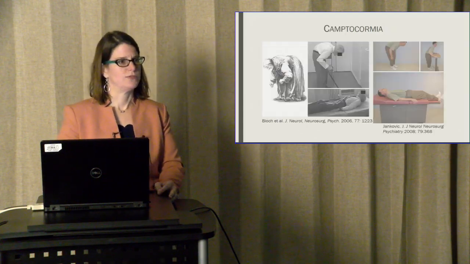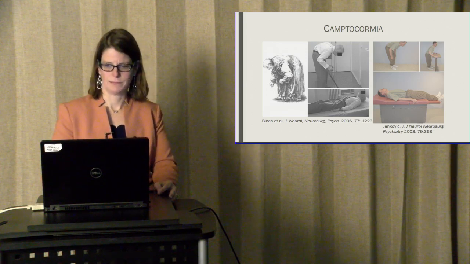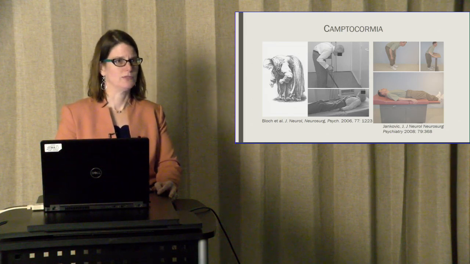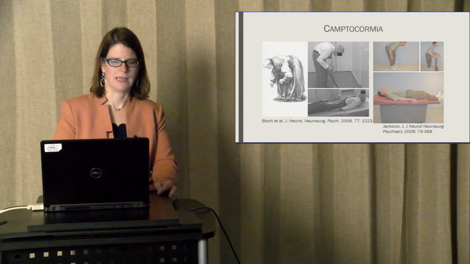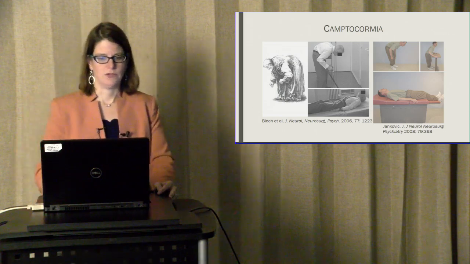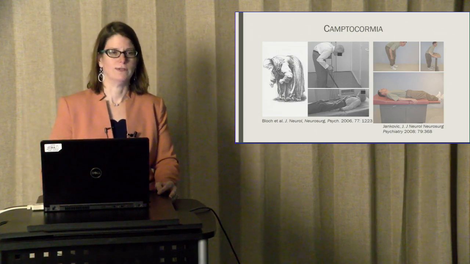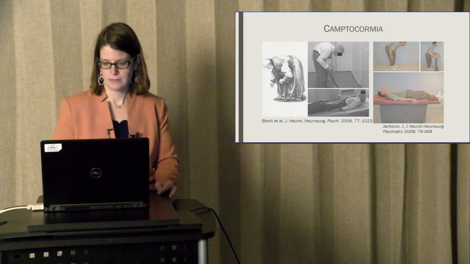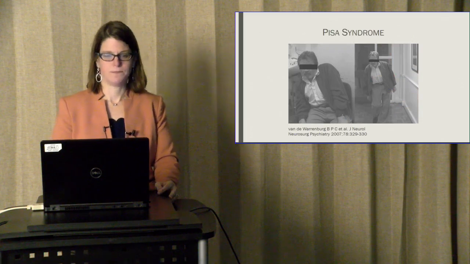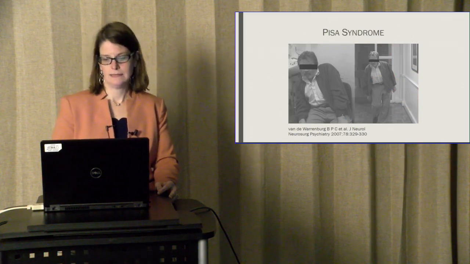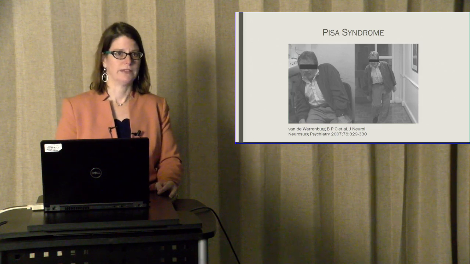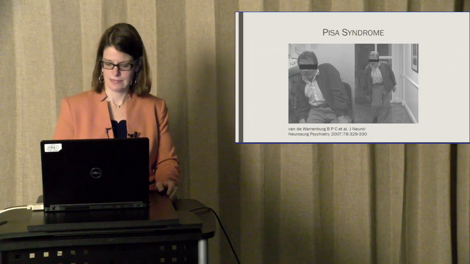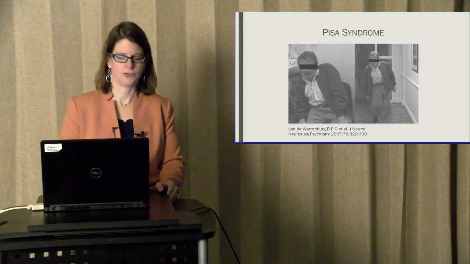So these are some examples of camptocormia, both in drawing and in pictures. You can see that the patients can lay flat without any problem, so there's not a bony abnormality causing this, but they can't stand up straight. And so this often requires use of a walker, even if the balance isn't too bad, just to keep people from falling forward. And then Pisa syndrome is the leaning to one side, both in the chair and while standing. That also can lead to a lot of risk for falls because people are leaning to one side or at risk for leaning over too far that way.